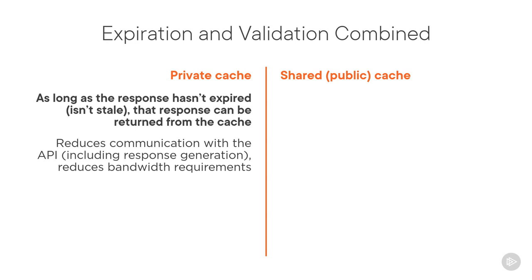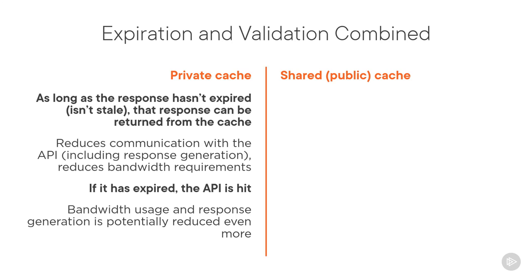Once the response expires, we do hit the API. If we only have expiration checks, this means that the API would have to regenerate the response. But if we additionally have validation in place, we can potentially avoid this, because it's not because a response is stale that it is invalid. So, the API checks the validators, and if the response is still valid, sends back a 304 not modified. In other words, bandwidth usage and response generation are potentially reduced even more. Because even an expired response doesn't necessarily result in the response having to be regenerated and resent to the cache with a response body.